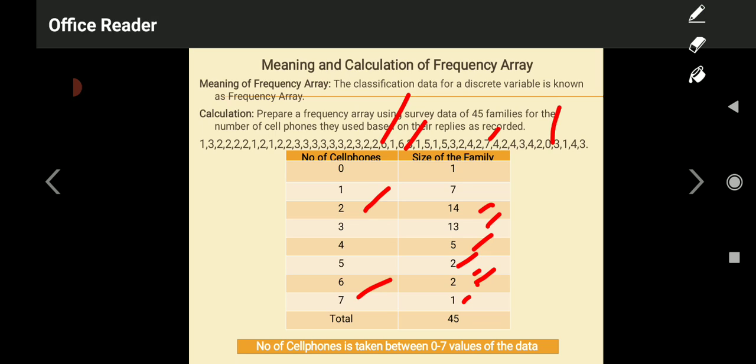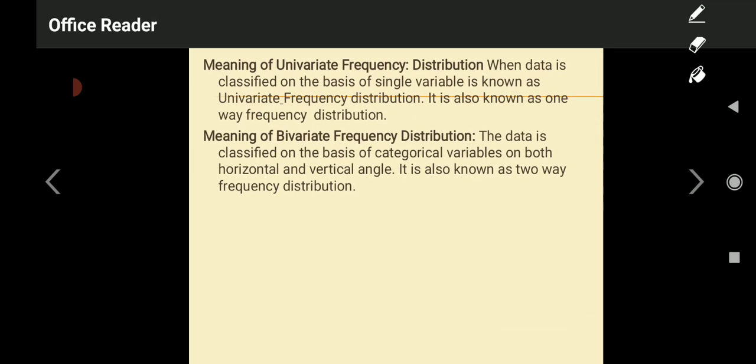And one more important thing: this frequency array is also known as univariate frequency distribution. Univariate frequency distribution is when data is classified on the basis of a single variable. It is also known as one-way frequency distribution. One-way frequency means that the 45 families are using only cell phones.